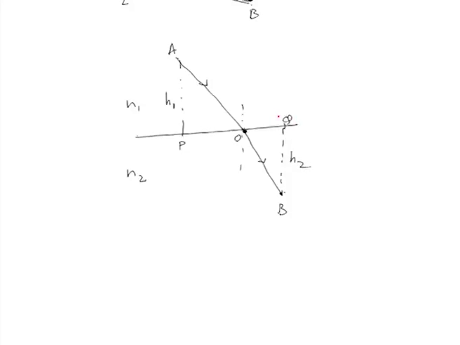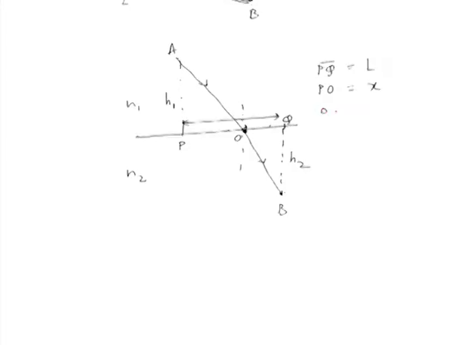Now, this distance PQ is fixed, let us call it L. Let me call PO X, so that is variable. Where do I want to hit the surface here? Do I want to hit it here, here, here, or here, so that the time it takes to go from point A to point B is an extremum?